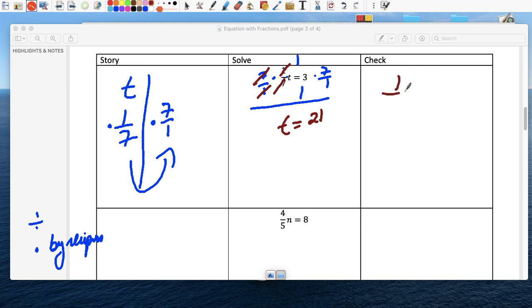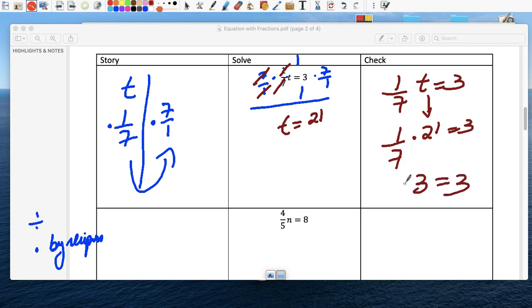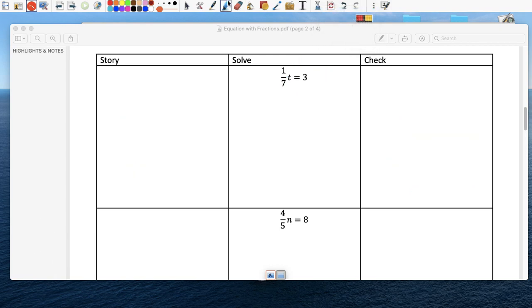Well, let's see if that's really true. So 1/7 times 21, I'm replacing T with 21. Is that really 3? Well, you can do that in your calculator. 1/7 times 21. What's 1/7 of 21? And that is really 3. You'll get the hang of it.